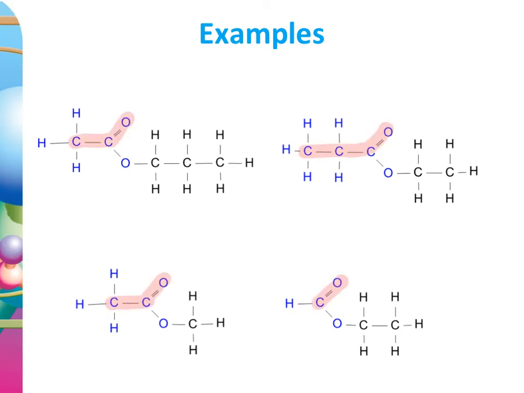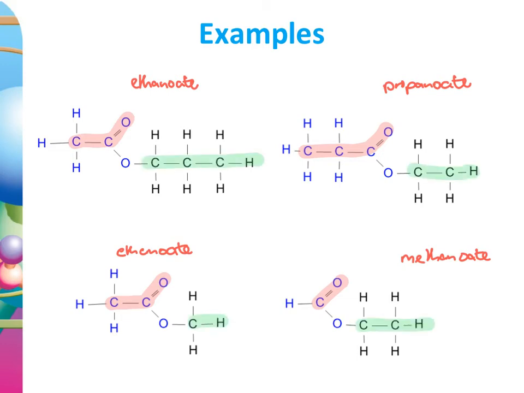Okay, so first of all I've highlighted the parts of the molecule that will have come from the carboxylic acid. That gives us the suffix name. So we can see that the suffix part of the names of these molecules will be ethanoate, propanoate, ethanoate, methanoate. And then if we look at the parts that came from the alcohol, that gives us the prefix part of the name. So we end up with propyl ethanoate, ethyl propanoate, methyl ethanoate, and ethyl methanoate.